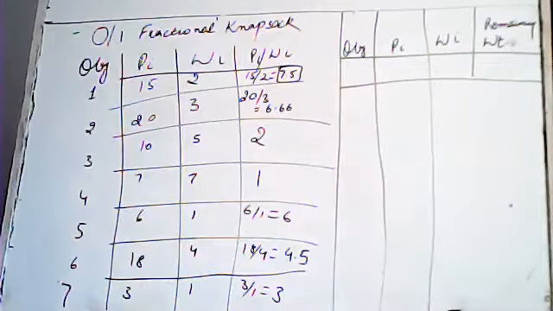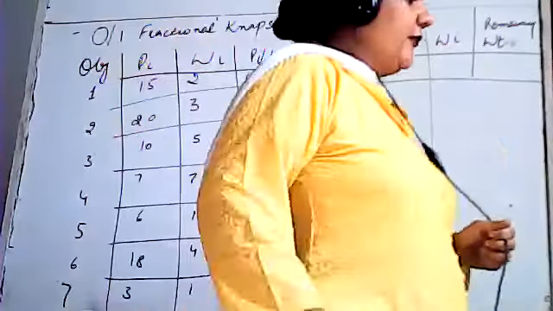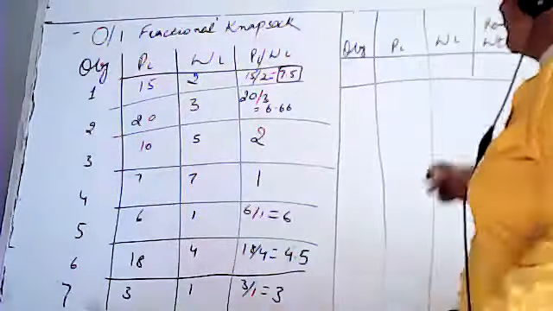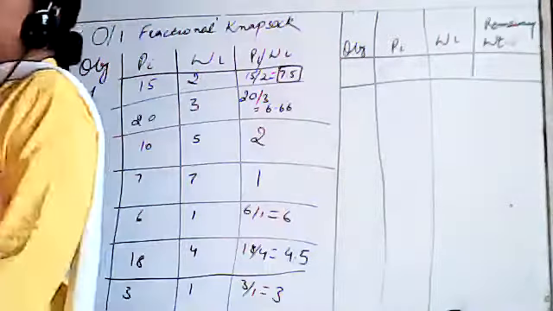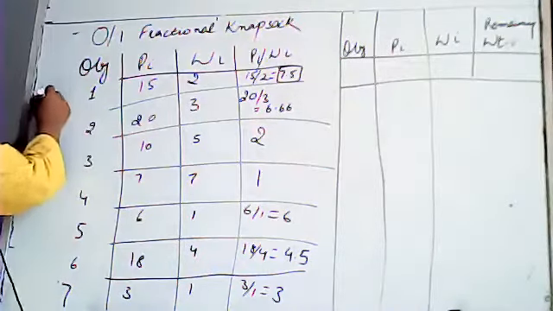Any doubt till here? No, ma'am. Okay. Simply you have to divide Pi by Wi, and it is in sequence. Pi values are given to you, weight values are given to you. You have to just calculate the Pi by Wi ratio. Now we have 3 scenarios. First scenario, that we have to pick the value. Suppose the knapsack capacity given to us is 15 kg.